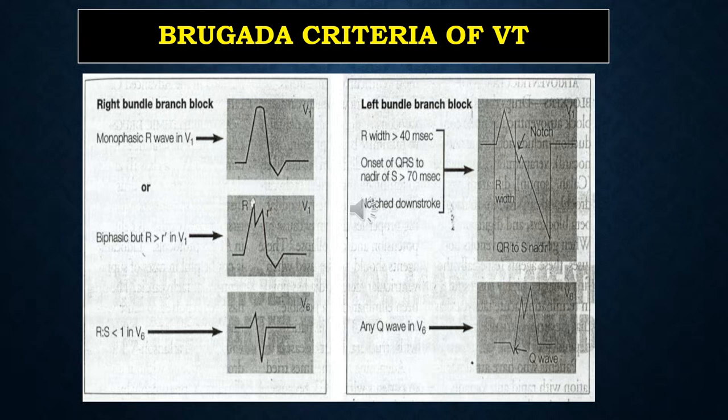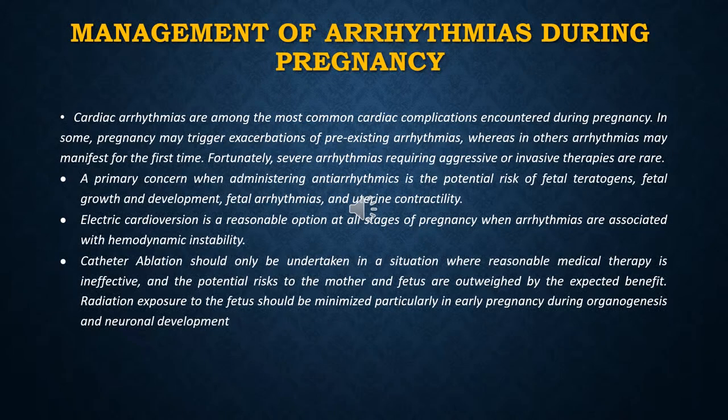If the patient has a left bundle branch block pattern, what can I see? R width more than 40 milliseconds, onset of QRS to nadir of S more than 70 milliseconds, a notched downstroke of the S wave, or any Q wave in V6 is in favor of VT. This is our Brugada criteria for ventricular tachycardia, either if the patient has right bundle branch block or left bundle branch block. I will reach the end of my lecture, but I give you some slides.